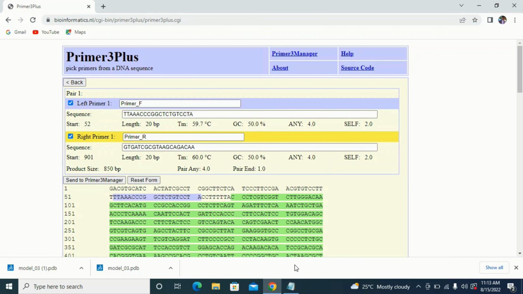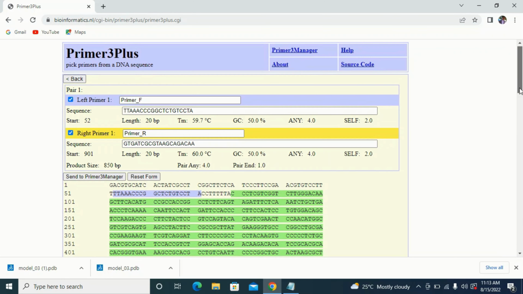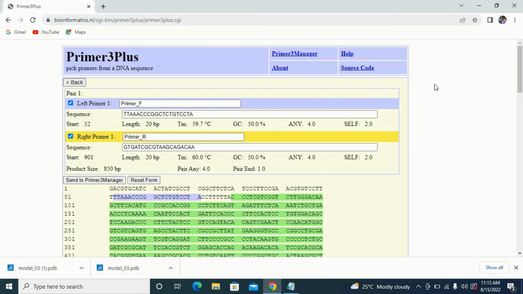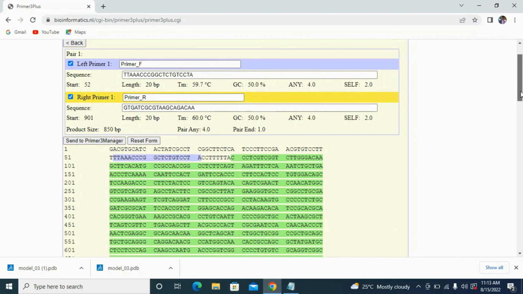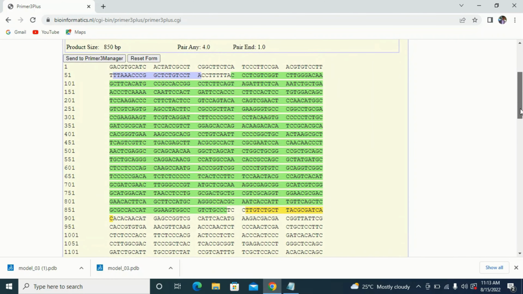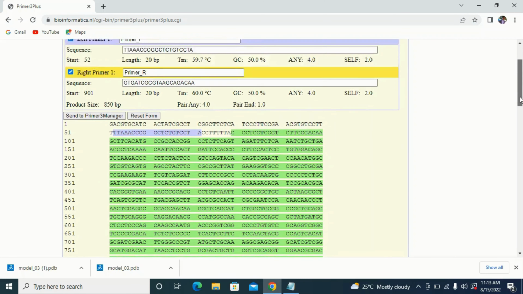Welcome back to our tutorial on primer designing. From our previous video, this is where we ended. If you've not watched the previous video, I encourage you to go check it up and make sure you find out how we arrived here before you go on in this particular video.